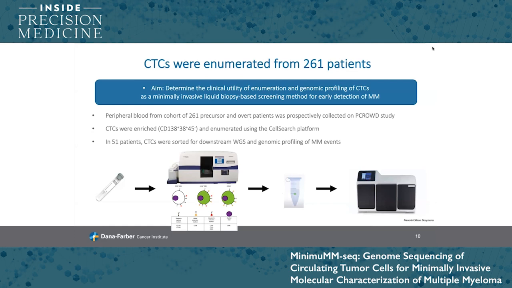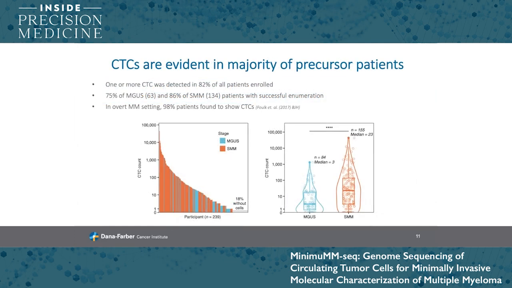So circulating tumor cells were evident in the majority of precursor patients that were tested, with one or more CTC detected in 82% of all patients that were enrolled. This included 75% of MGUS patients and 86% of smoldering myeloma patients with successful enumeration. You can see on the plot on the right, we found a significant difference in the median number of CTCs between both stages, with a median count of 3 at MGUS and a median count of 23 at smoldering myeloma.